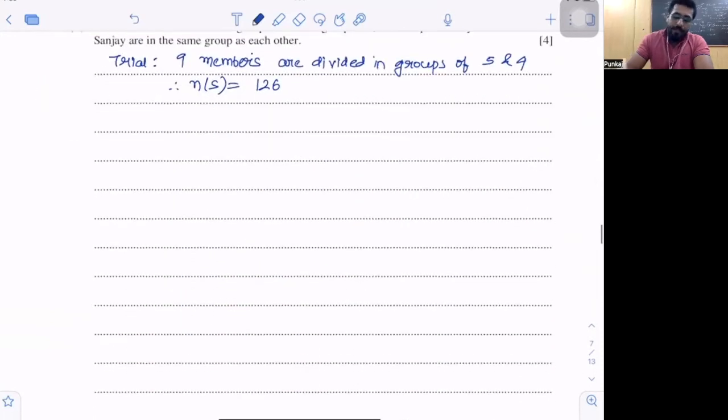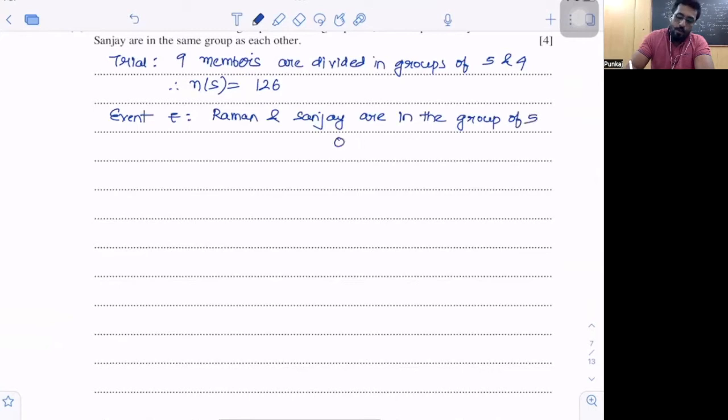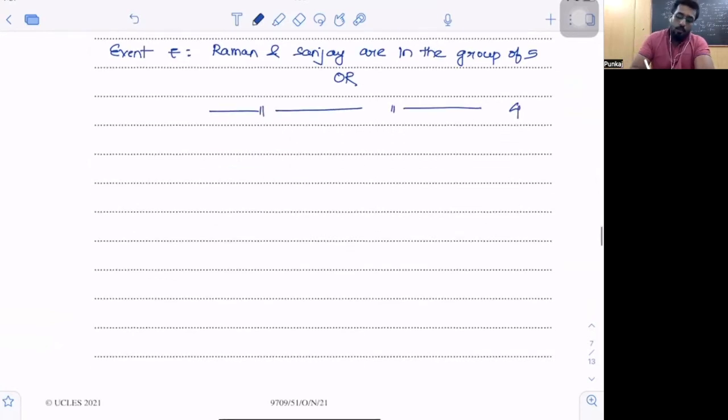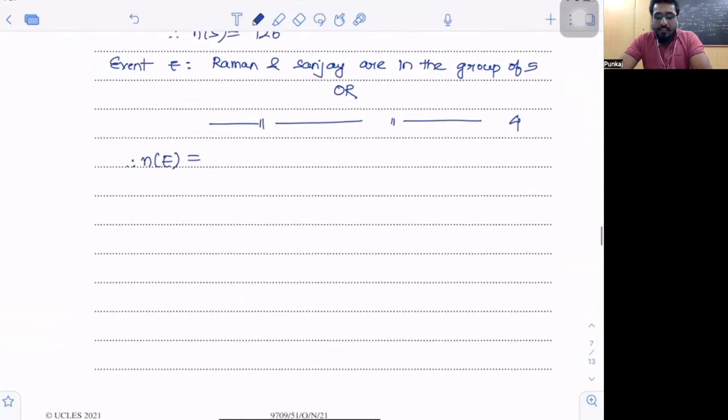Now, what's your event? So the event is, let's say E: Raman and Sanjay are in the group of 5, or Raman and Sanjay are in the group of 4, right? So what is n of E? Let's try and analyze this very properly.